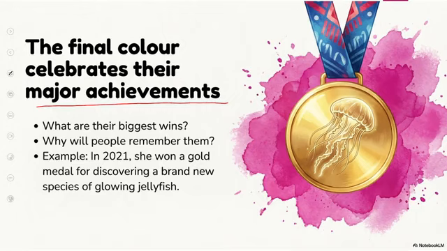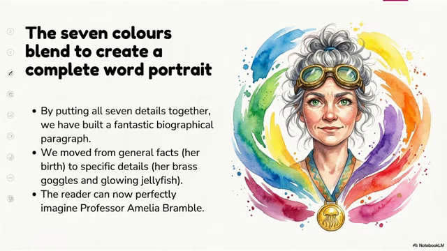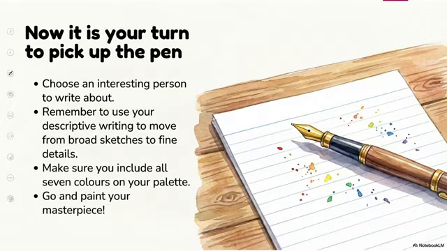What are their biggest wins? Why will people remember them? Example: in 2021 she won a gold medal for discovering a brand new species of glowing jellyfish. The seventh tool is the complete word portrait. By putting all 7 details together, we have built a fantastic biographical paragraph. We move from general fact, her date of birth or his date of birth, to specific details, her achievements, how she looked. The reader can now perfectly imagine Professor Amelia Bramble.